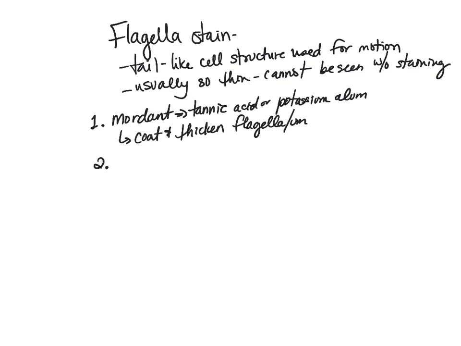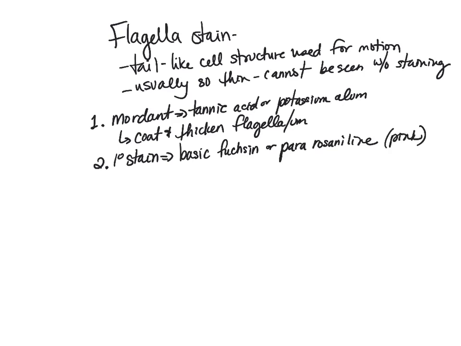Then our second and last step is just our primary stain and our only stain. In this case, we can use basic fuchsin or pararosaniline. So then we can add either of those, and then we can identify and we can see the flagella. It typically looks kind of pink in color, and you can see all the little tails if they have them on there. So all the little flagella.